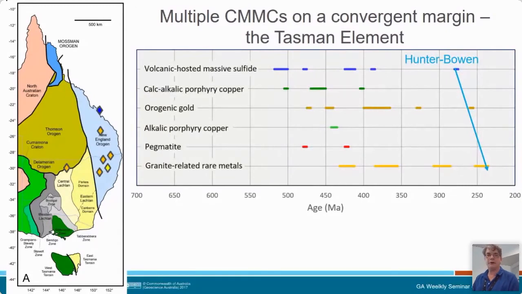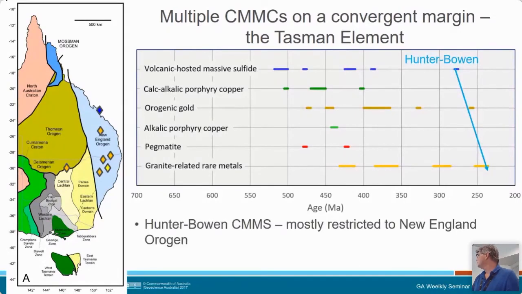An important thing that comes out of this is that the effects can be very strongly inboard. So that deposit there is actually the same age. You can't see it. Anyway, there's a deposit in north central New South Wales that has the same age as the deposits in the New England orogen. So it suggests that you can have the effects quite strongly inland. As I say, it's mostly restricted to the New England orogen.